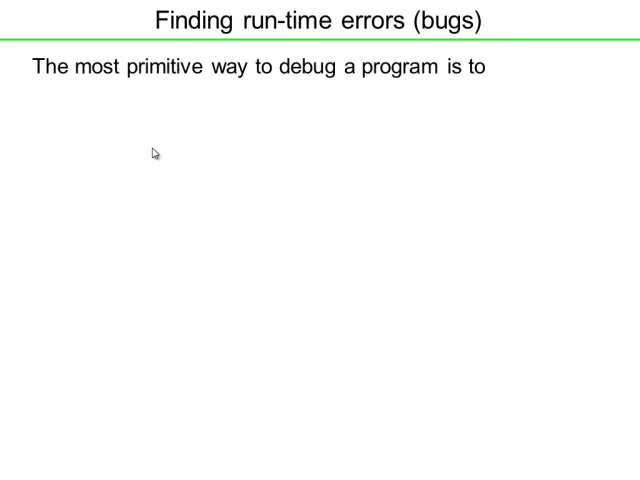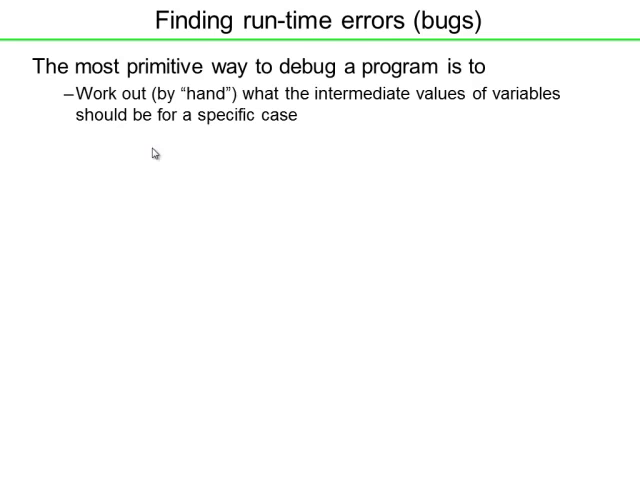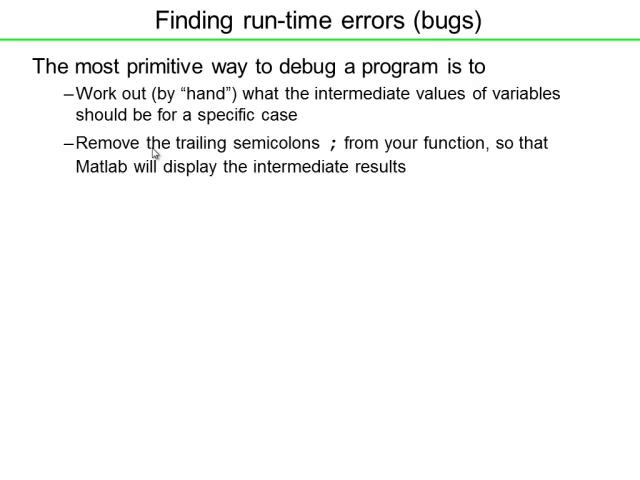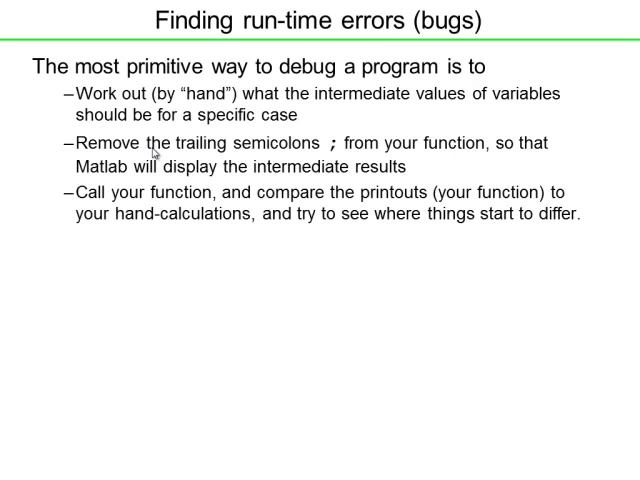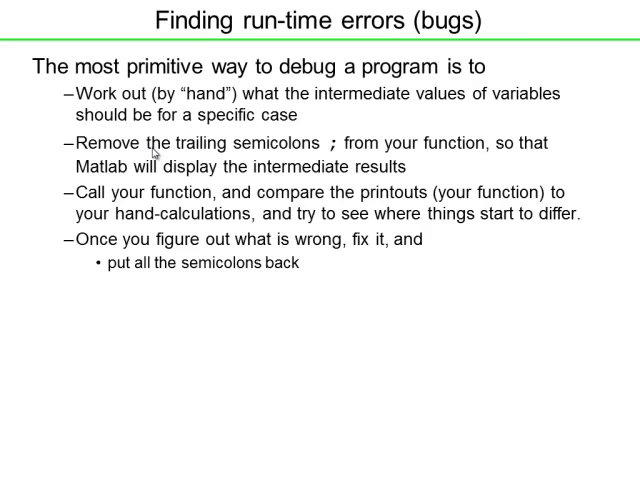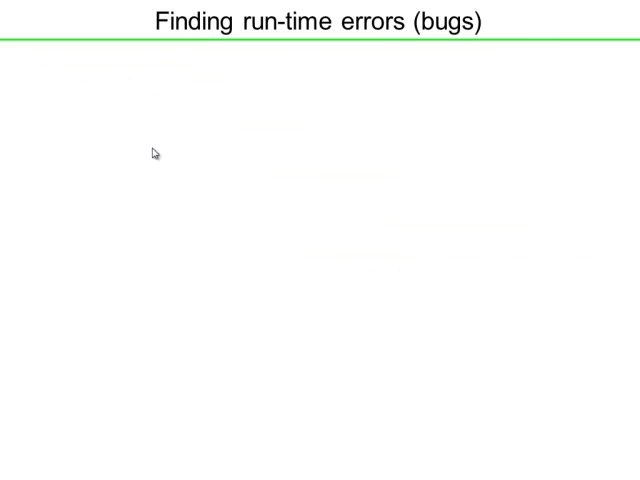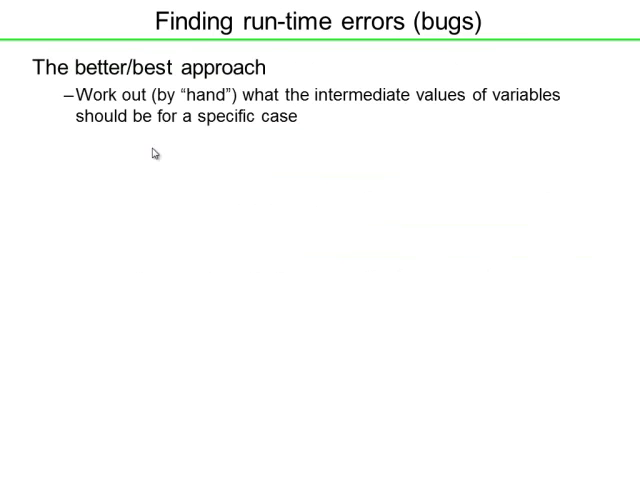The most primitive way to debug a program is to work out by hand what the intermediate values of variables should be for specific cases, and get rid of the trailing semicolons so that Matlab displays the intermediate results. Just call your function and compare the printouts to your hand calculations and try to see where things start to differ. That's a great way to get started, and you should start doing that. Once you figure out what's wrong, fix it, and then put all the semicolons back, and hopefully you're in good shape. There's also some debugging tools.